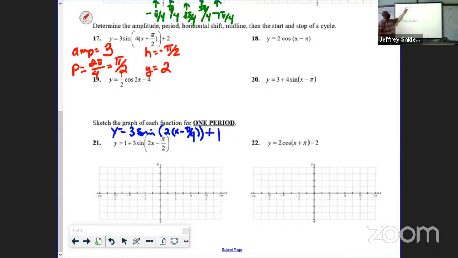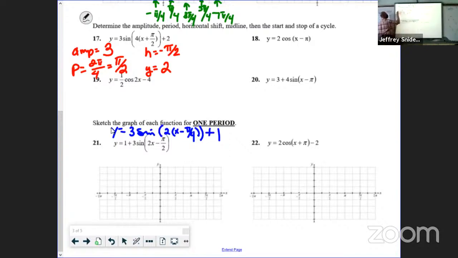So that's amplitude and period. The phase shift is the H value, and the midline is the same as this K value right here. Then it says the start and stop of a cycle. Now, I didn't ask you to write down the max and min, but we should be able to know what those are, so I'm just going to do it here as a question.